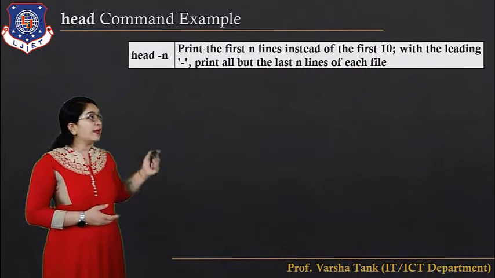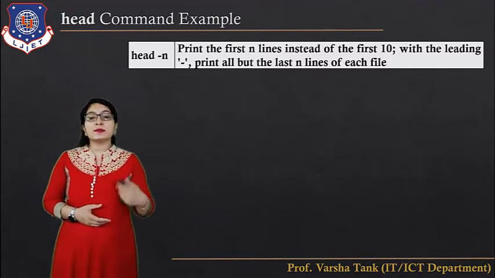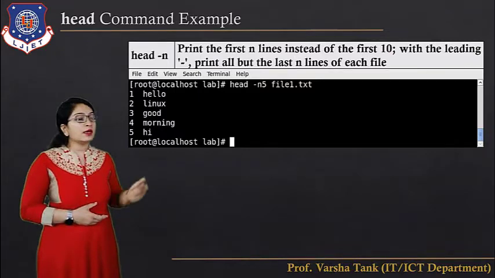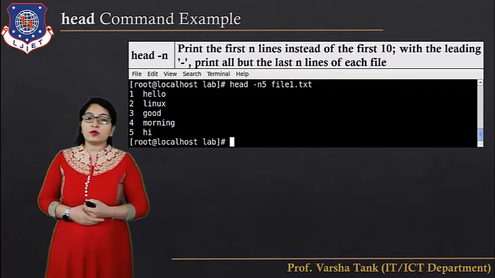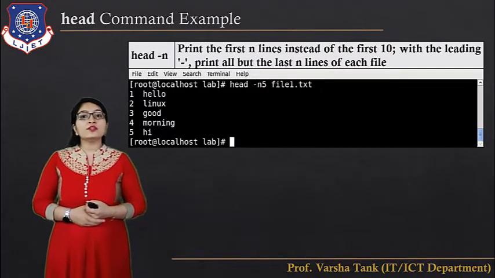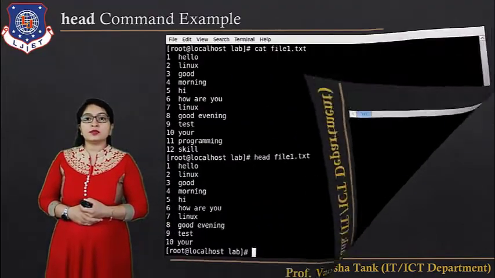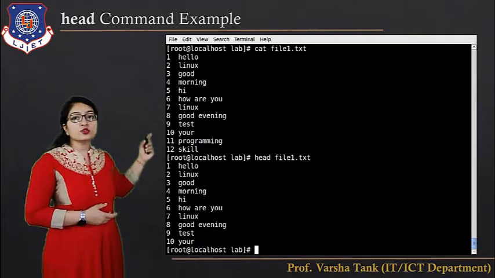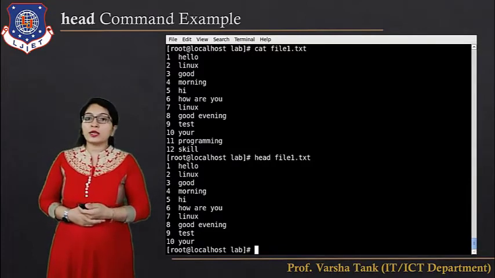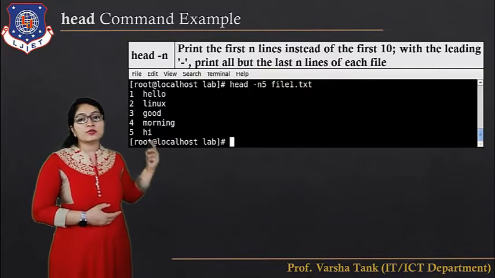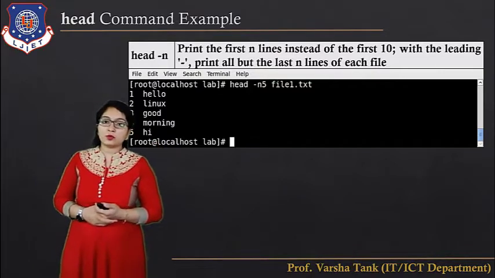And head -n means you can print however many lines you want. Here you can see head -n 5 file1.txt. It will just display the first 5 lines. Just see in this figure: first 5 lines, hello Linux, good morning, and hi, up to 5.